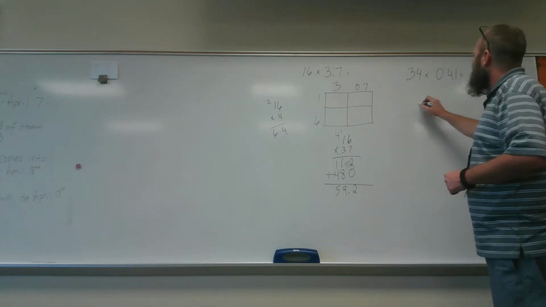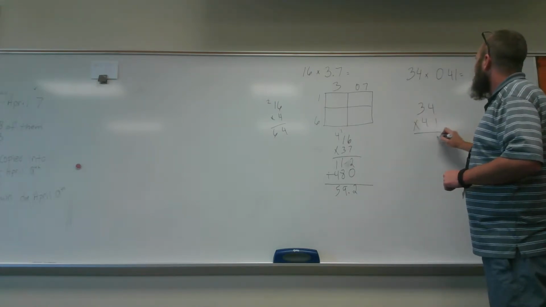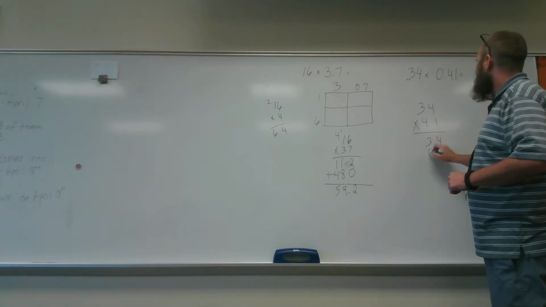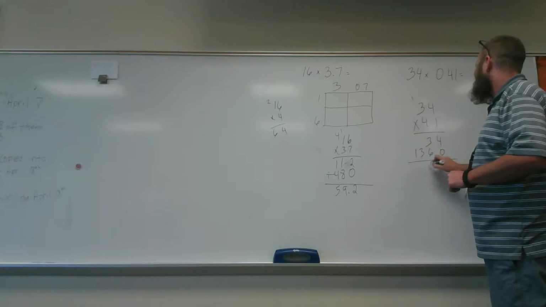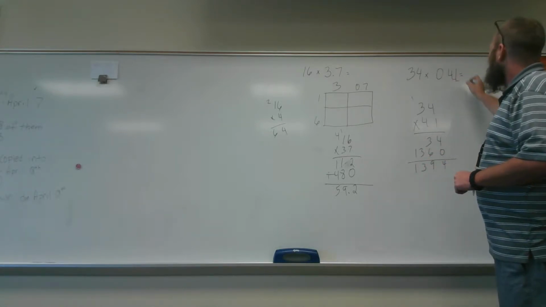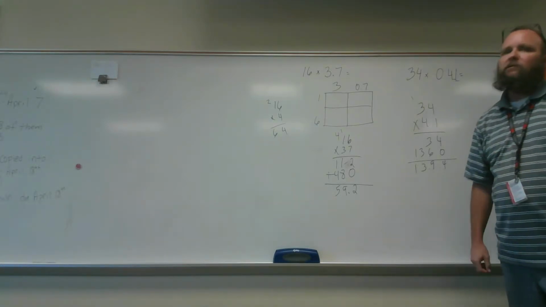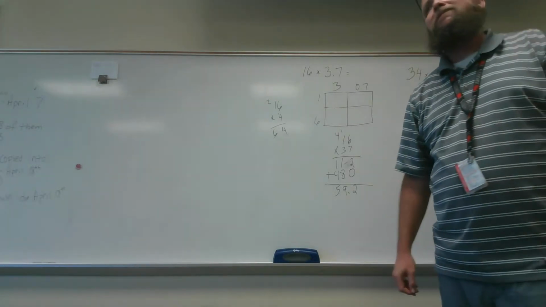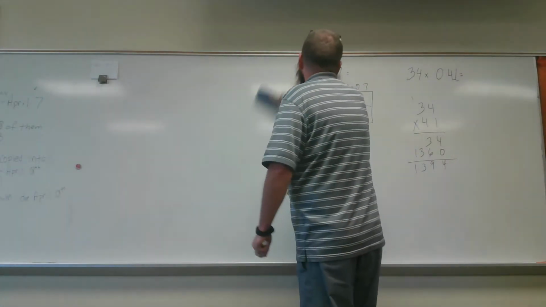So again, all I'd have to do is multiply 34 times 41. Two numbers behind the decimal point in the problem, so two numbers behind it in the answer. Makes sense.